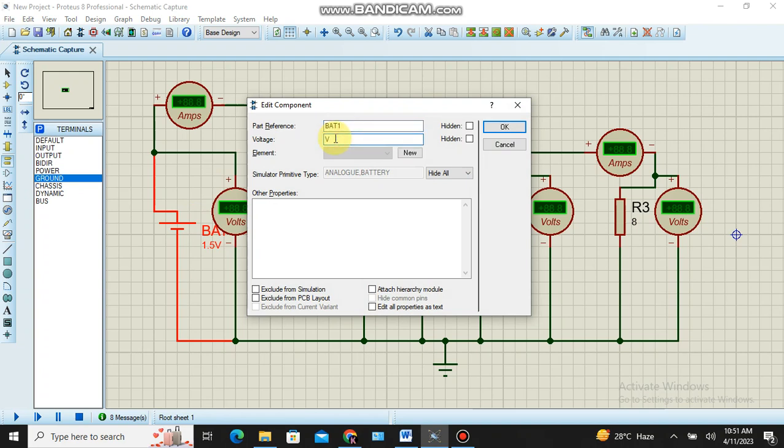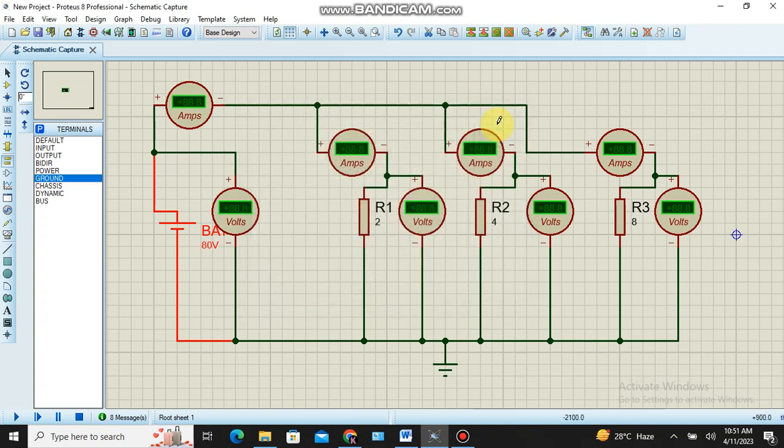That is also so that the answer will not be a real number. That's why I don't make it a non-integer value. I want to make it an integer, that's why I make it 80 volt. Any voltage you can set. Because I want an integer value, I make it 80 volt. So I set the input voltage as 80 volt. The first resistor is 2 ohm, second 4 ohm, third 8 ohm.